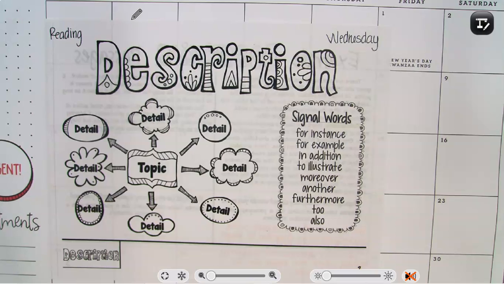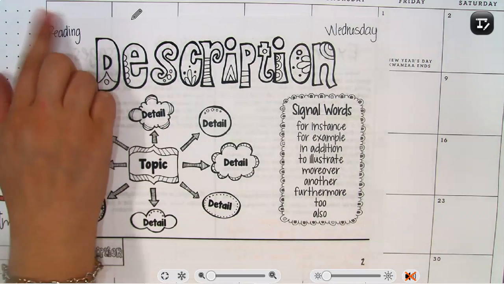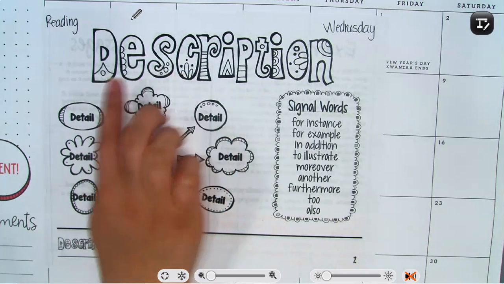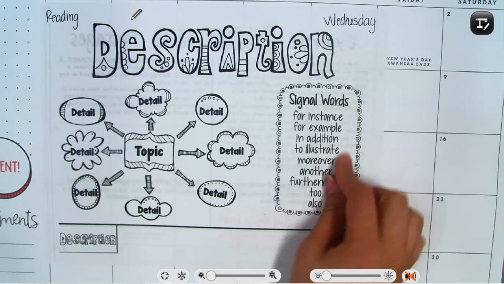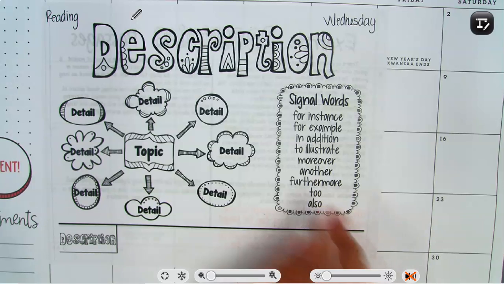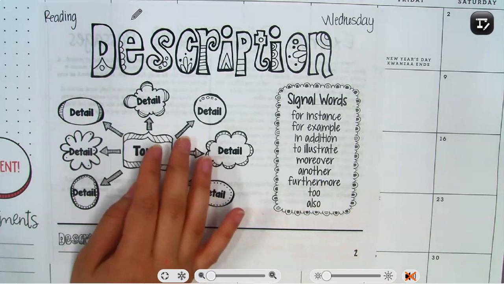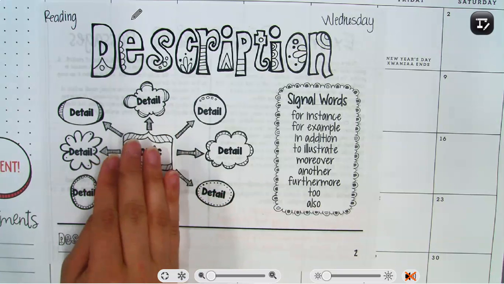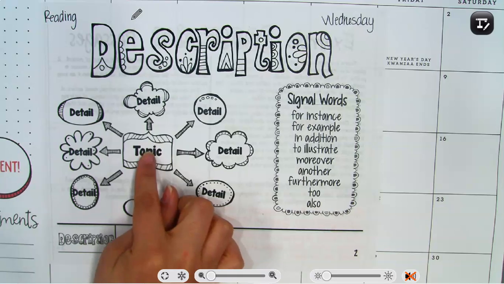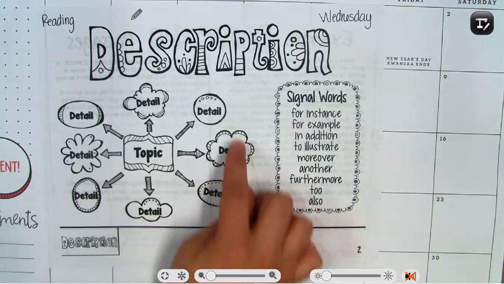Hey guys, so now we're going to look at the description example passage. You will need this page that says Reading Wednesday, and make sure you're on this side where it says description. Here are our signal words to help us figure out if what we are reading is a description text structure. And so this is kind of a graphic organizer. So remember, a description text structure is where they're describing the topic. So our topic would be in the middle, and then you have all these details about your topic.